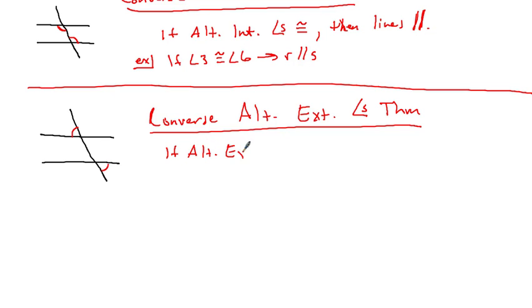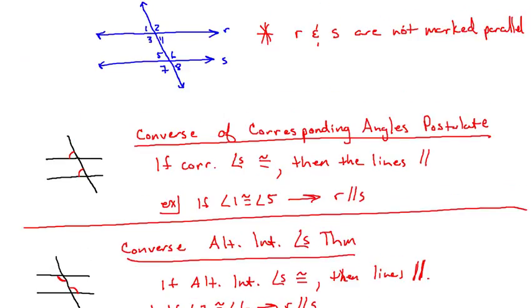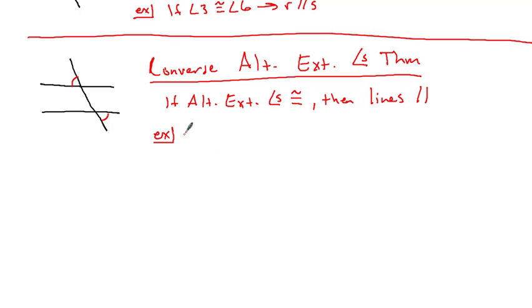alternate exterior angles are congruent, as in the picture to the left, then the lines are parallel. So again, example, back up to our picture that we're referencing. We marked angle 1 and angle 8. So if angle 1 is congruent to angle 8, then R is parallel to S.